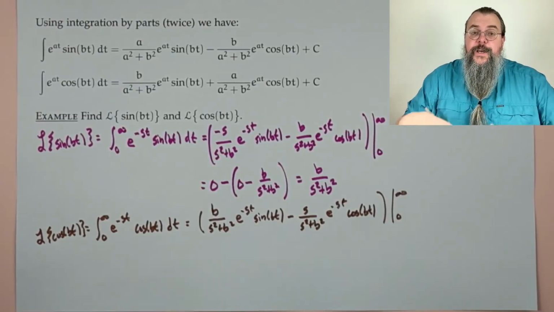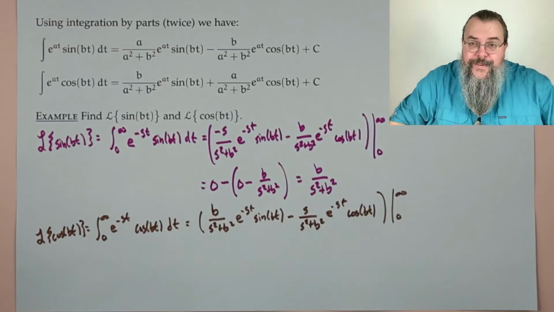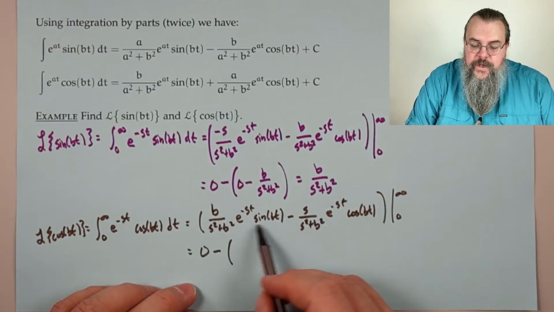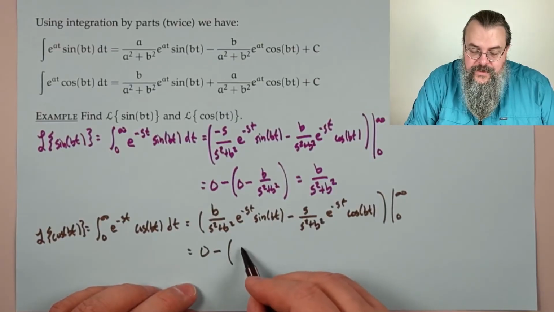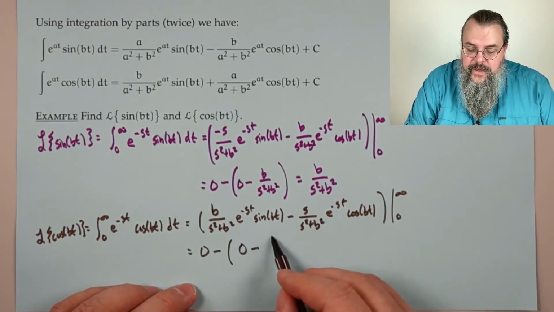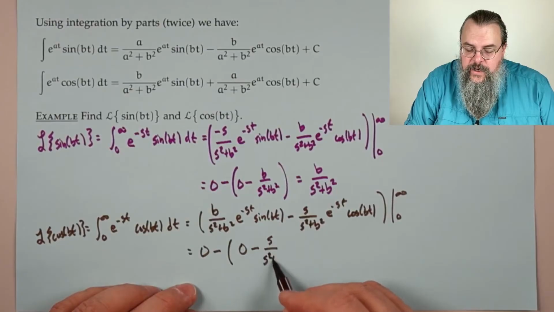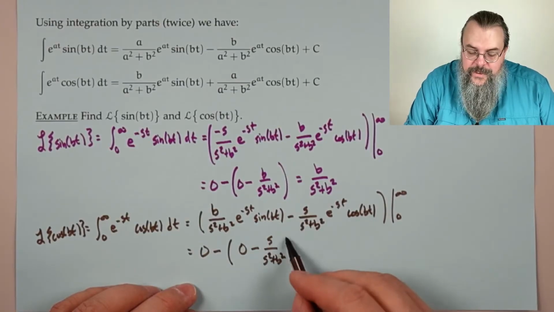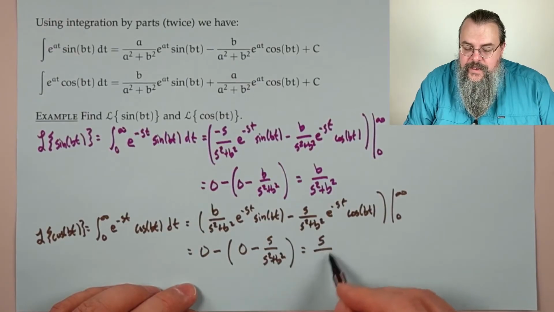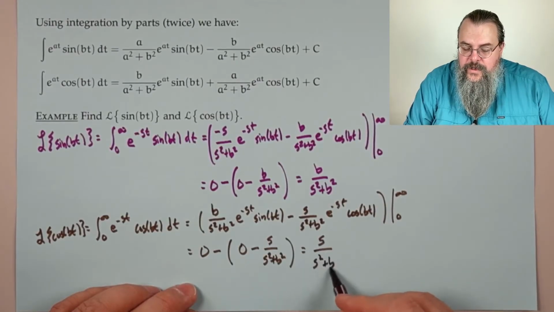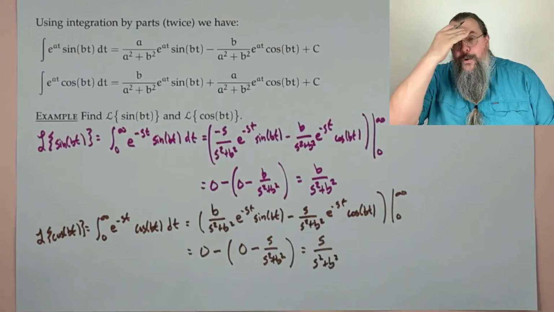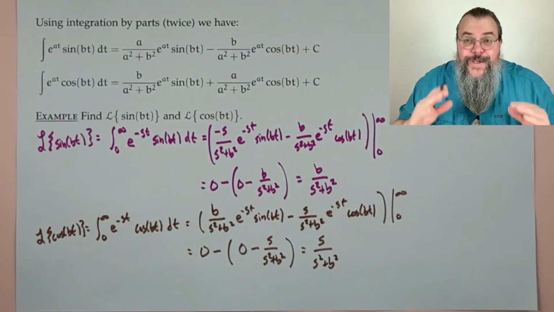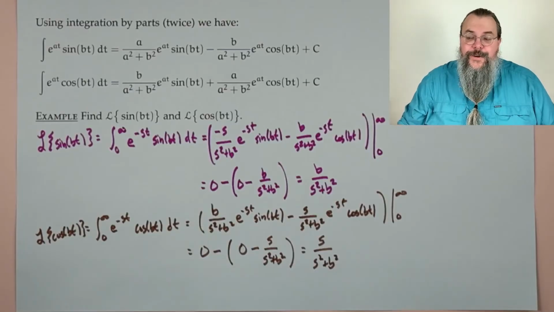Again at infinity, your exponential terms drive you to 0, so we get 0. Subtract. When you plug in sine of 0, you get 0. And then we have the s over s squared plus b squared. E to the 0 and cosine of 0 are again 1. So yes, it is what we claim. Whew, good. So now, no doubts. We definitely know how to do sine and cosine.